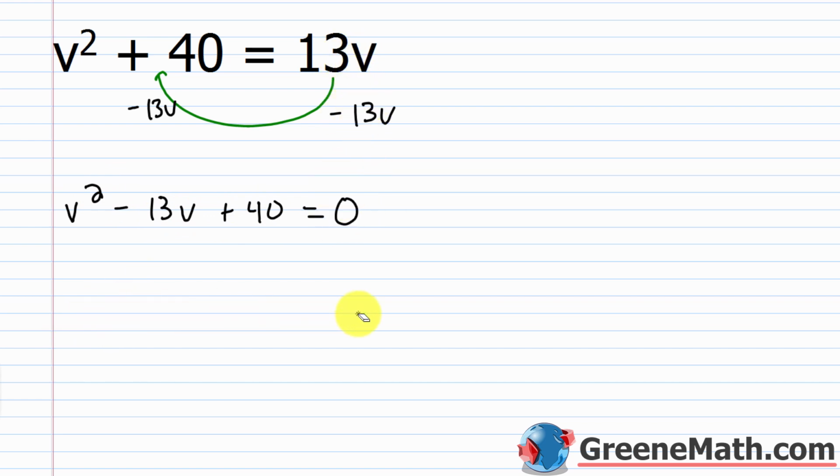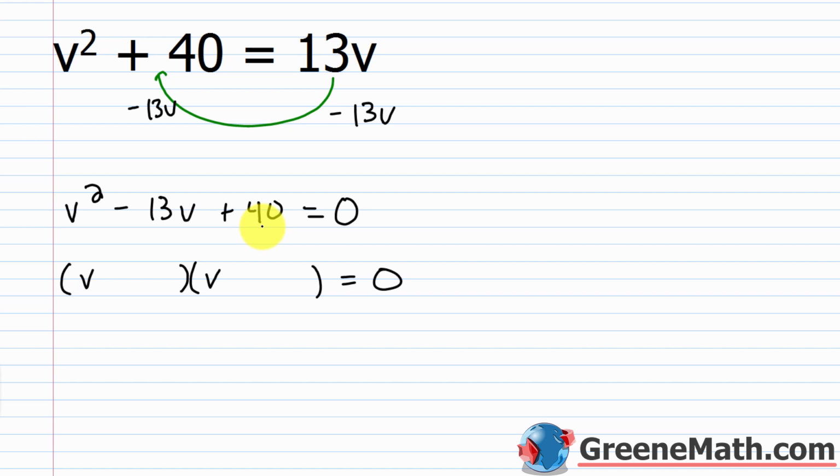Okay, let's erase this. Now I want to factor the left side and set this equal to 0. So we know this is going to be the product of two binomials. This will be equal to 0. And I know this will be v and this will be v. So how do I get these two parts here? Well, I'm looking for two integers whose sum is negative 13 and whose product is 40.